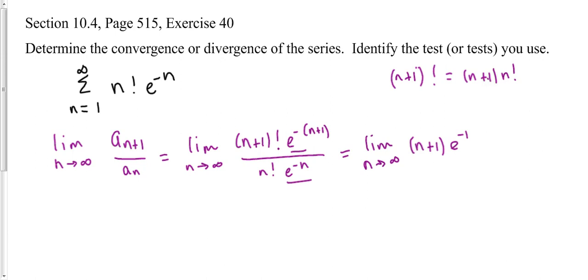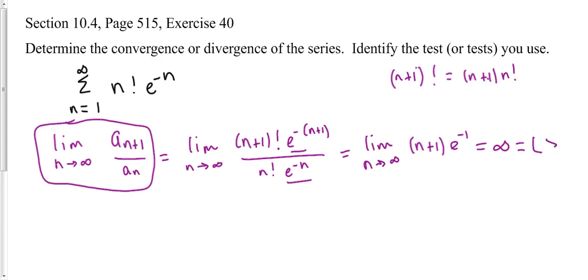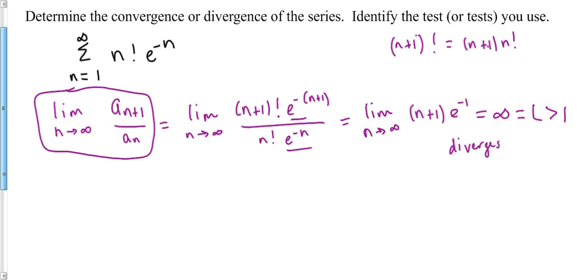Now, when I evaluate this limit, I'm going to end up with infinity. And remember that the whole point of the ratio test is that this limit is equal to L. And in this case, L is going to be greater than 1, which means that the series diverges.